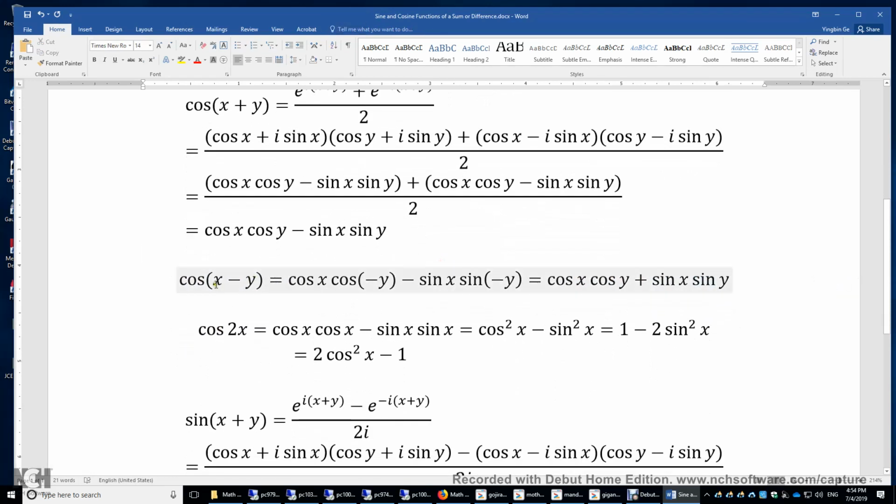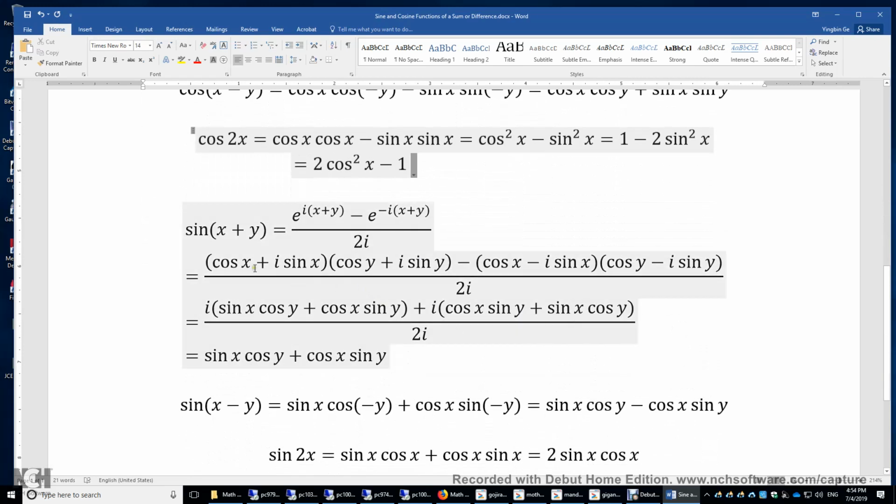You can verify this by setting x equals y. And then you have cosine 0. Cosine 0 is 1. And over here, you have cosine x squared plus sine x squared, which is 1. So you just verify this. How about cosine 2x? Well, you just replace this y with x. And then you have cosine x squared minus sine x squared. That's it. And because cosine x squared plus sine x squared is 1, we can also write this cosine 2x equals 1 minus 2 sine x squared, or 2 cosine x squared minus 1.